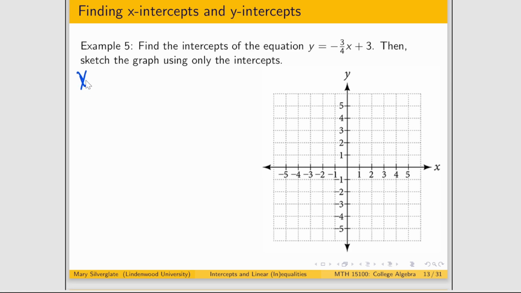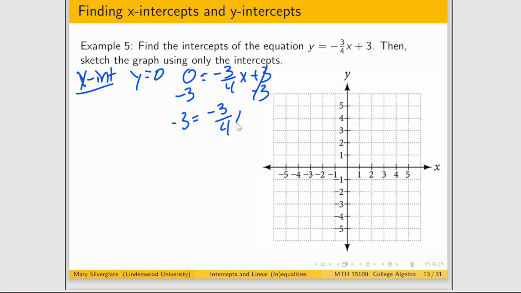So if I want to find an x-intercept, remember that means that I want to plug in y is equal to 0. So I do 0 is equal to negative 3/4 x plus 3. I still want to undo any addition or subtraction first, so I'm going to subtract 3 from both sides. That cancels out to make 0. I'm left with negative 3 is equal to negative 3/4 x.